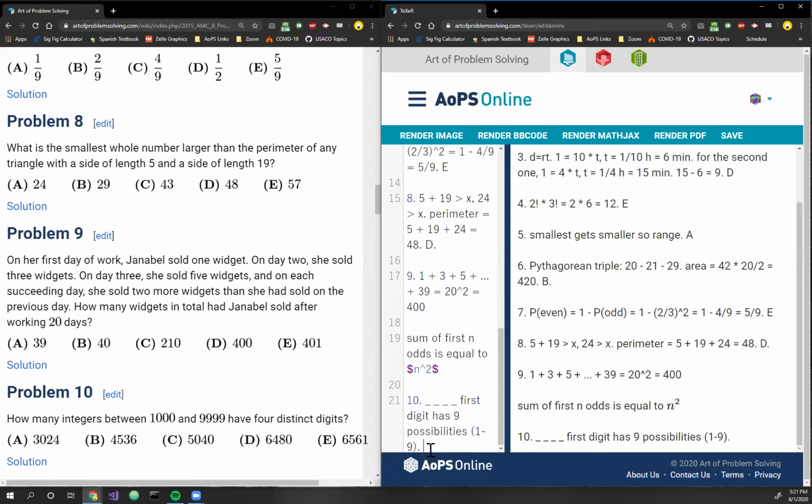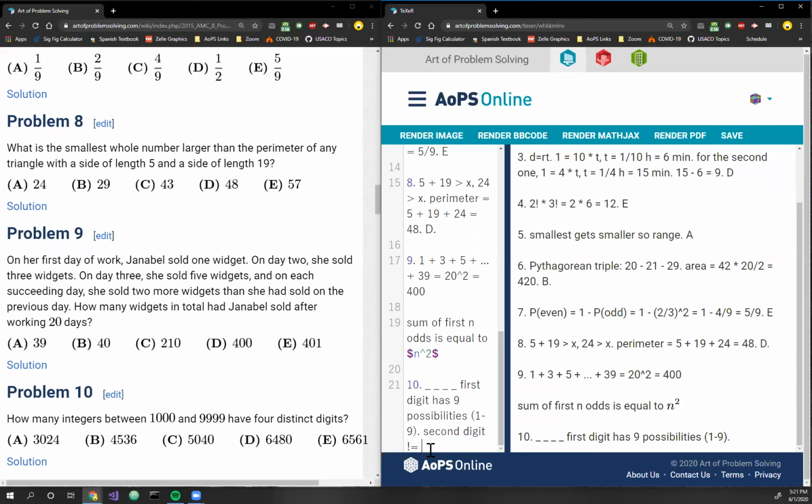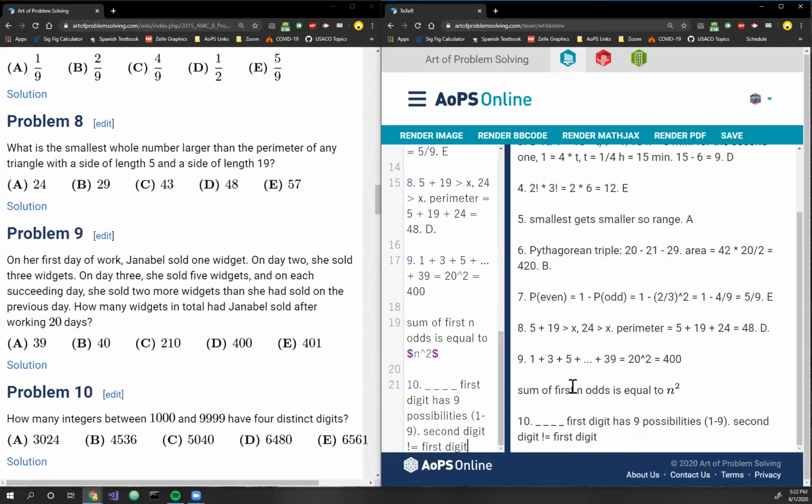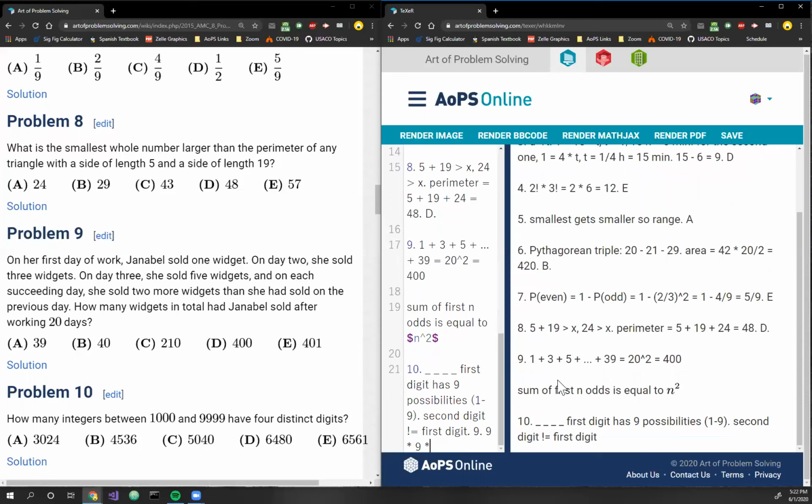Then the second digit is not equal to the first one. So it can be anywhere from 0 to 9 though. That means there are 10 values except the first one, so this is 9. We can continue doing this for the third and the fourth digit. So it's 9 times 9 times 8 times 7.